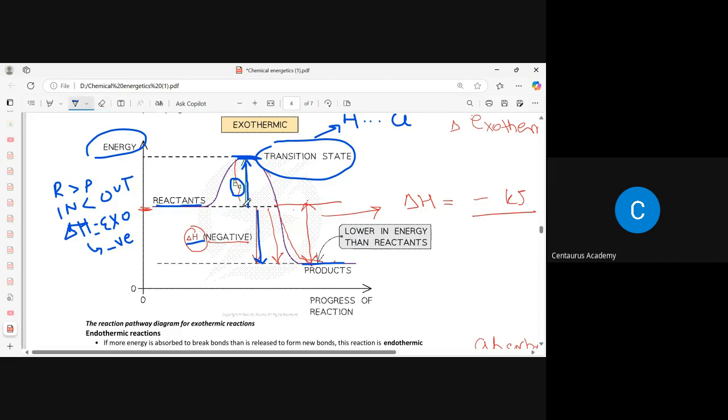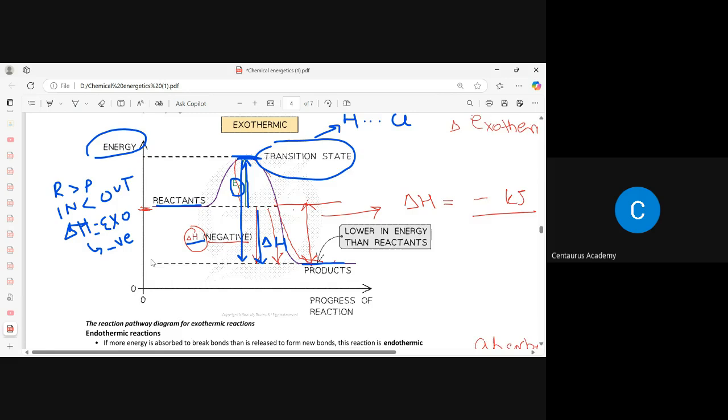I made this arrow to illustrate that it has to be only the difference between the reactants and the products. Why? Because when the options come up, they might give you this whole arrow as well, which is not the correct way of representing delta H. Delta H always has to be the difference between the reactants and the products. Since the final energy of the products is less than the reactants, the arrow points downwards.